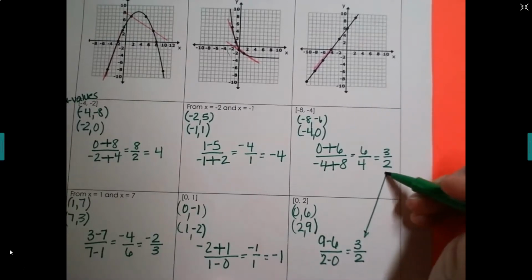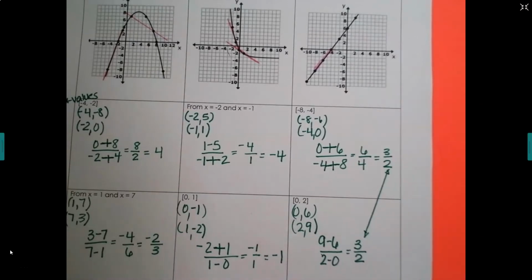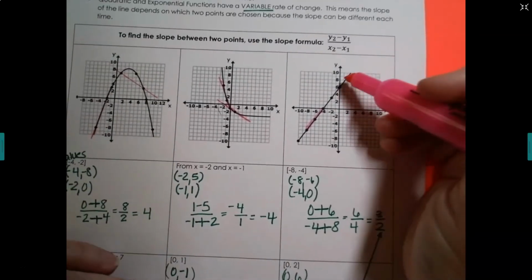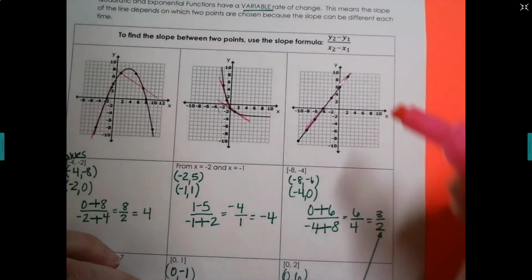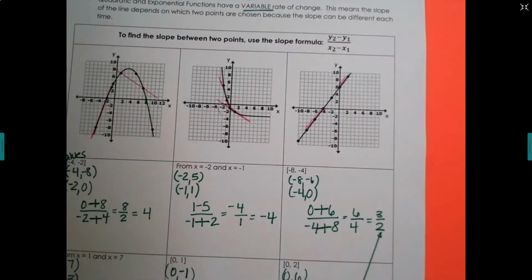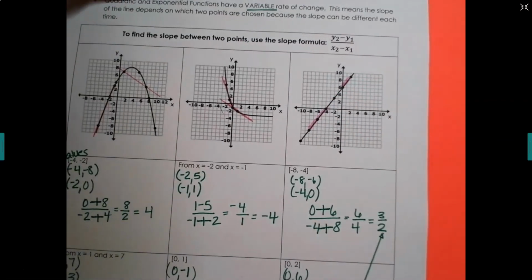And look what we have here. They have the same slope because the slope of a line is constant. Let's mark it off so we can see it between 0 and 2. So we're talking about right there, and you can see because the line just continues that they're on the same slope.